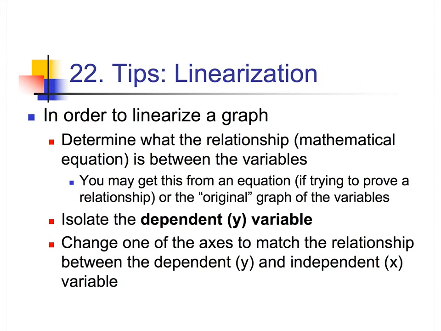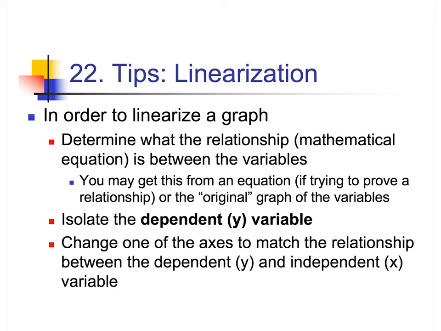So we've now seen an example, and let's talk for a second about, in general, how we're going to linearize graphs. The first thing we want to do is determine what mathematical relationship exists between the variables. There are a few things you can look at. In some cases, we'll be trying to prove a mathematical relationship that we already know, and then it's pretty easy to figure out which should be graphed on the x and which on the y. In other cases, we might just be looking at what the graph looks like and determining it from that. But the first thing is to try and determine the mathematical relationship between the two variables.